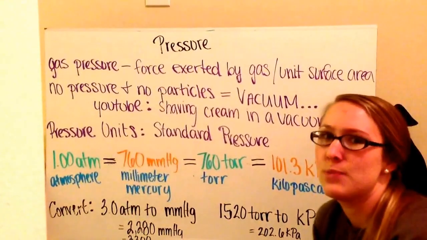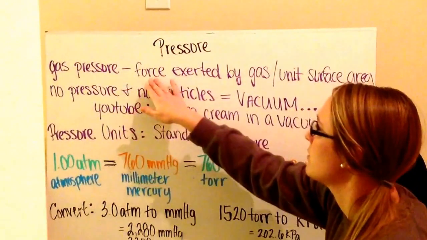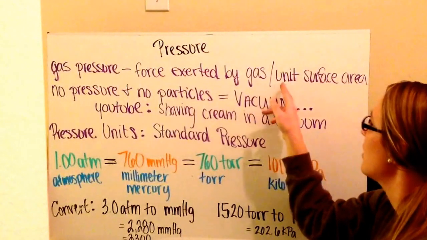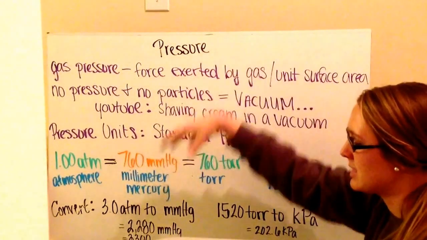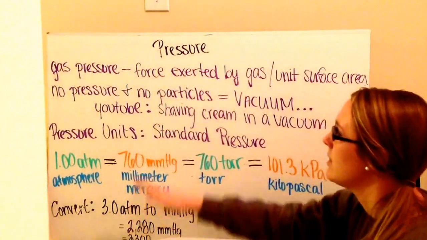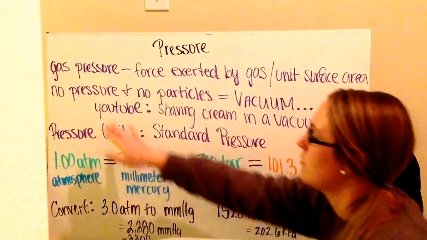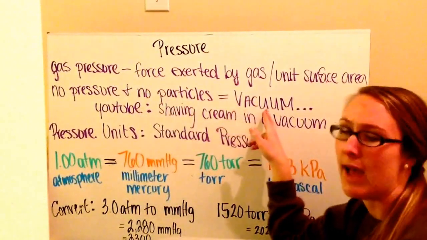So what is pressure then? Well, we can have gas pressure, which is the force exerted by a gas over a surface area. So how much air is pushing down on my board, on me right now, that is my gas pressure. If there's no pressure and no particles, that's considered a vacuum.